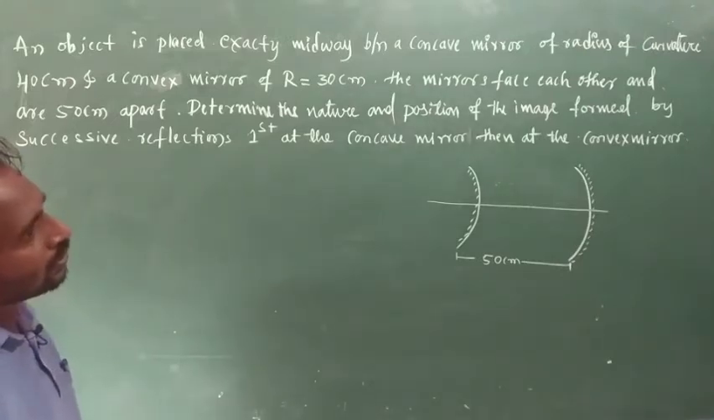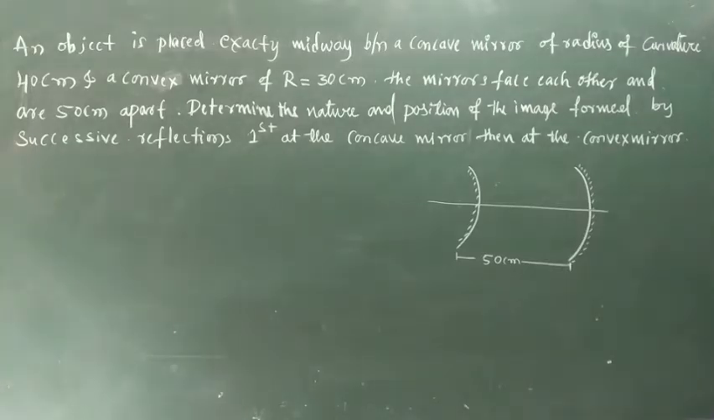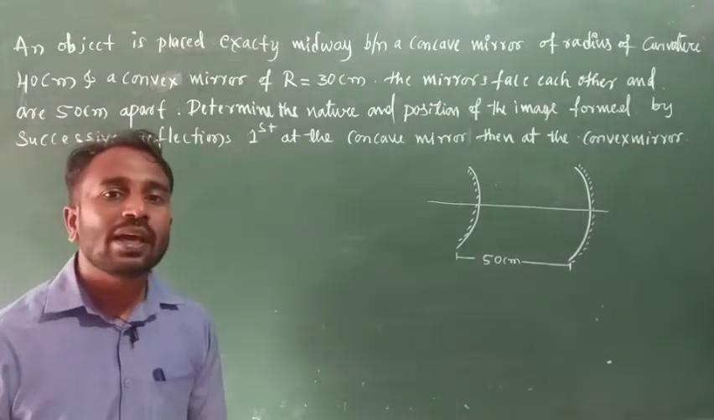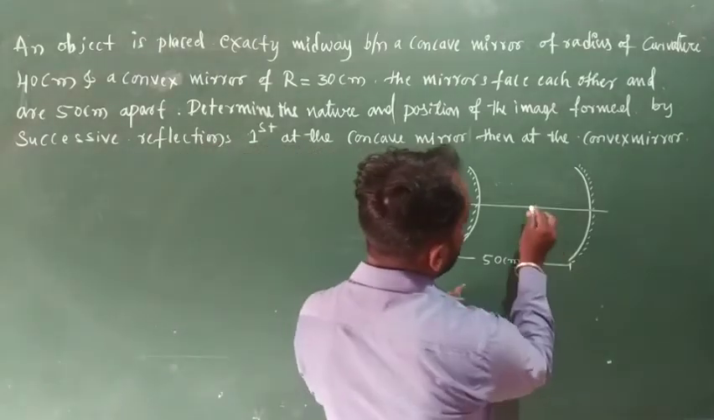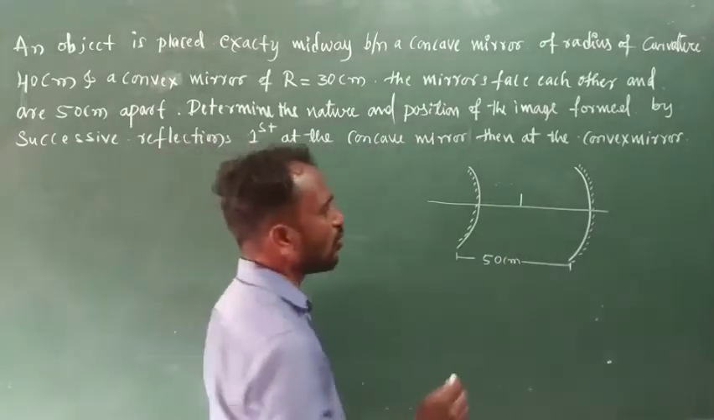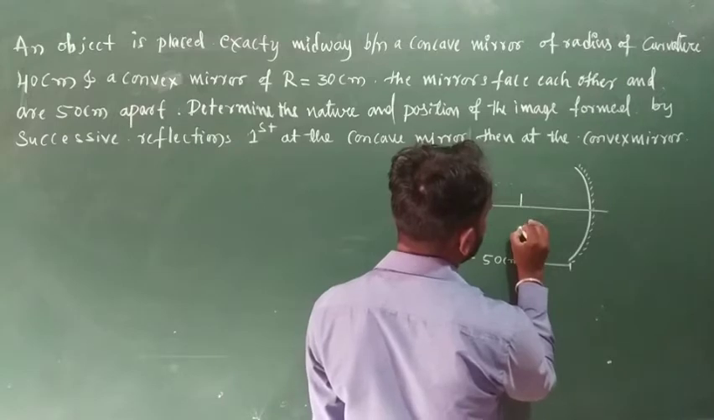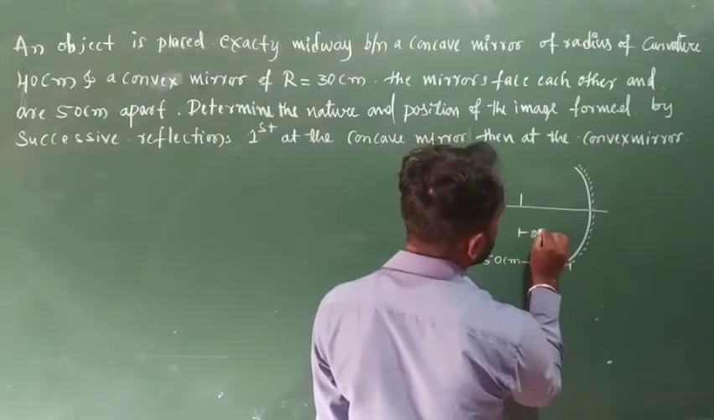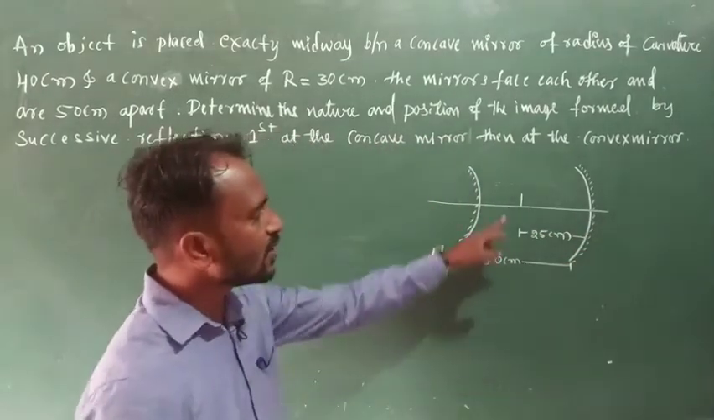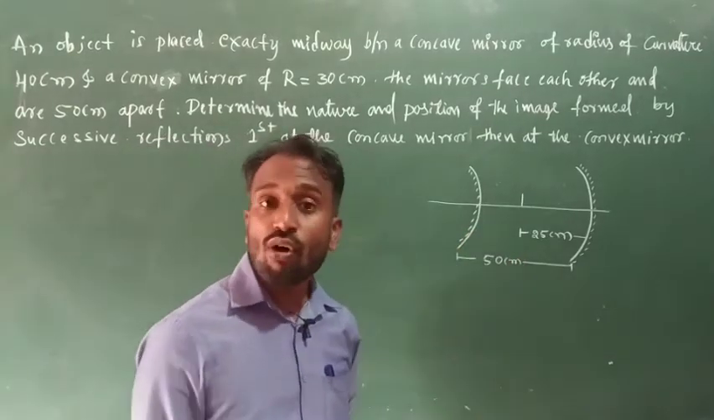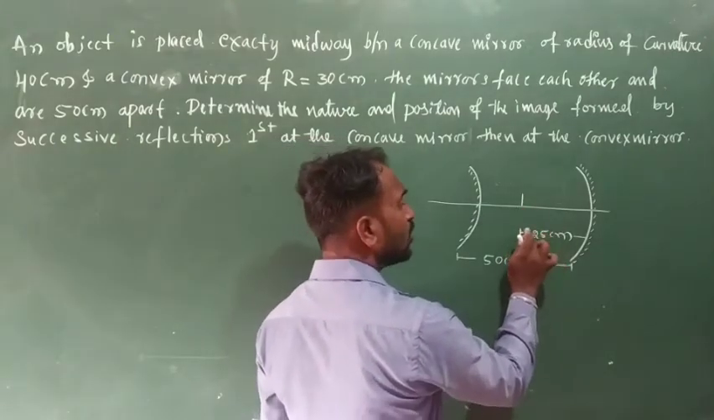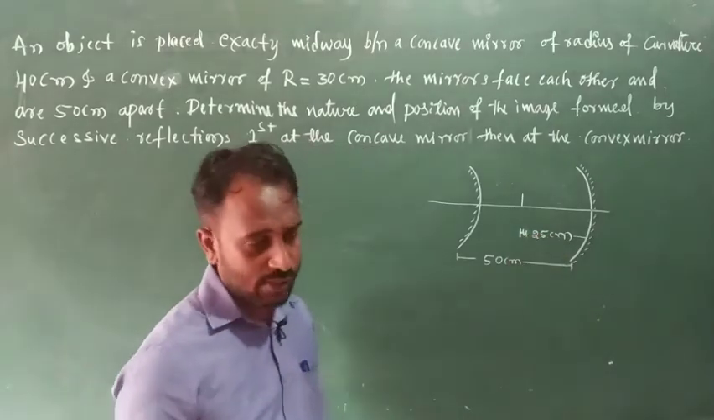Object position: the object is placed exactly midway between the mirrors. We consider the object at the exact middle of the two mirrors. It means the object distance is 25 centimeter. So this object is placed at the exact middle of two mirrors, and this reason we consider the object distance to be 25 centimeter.